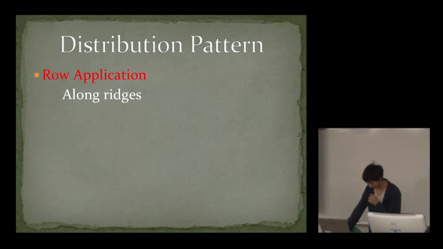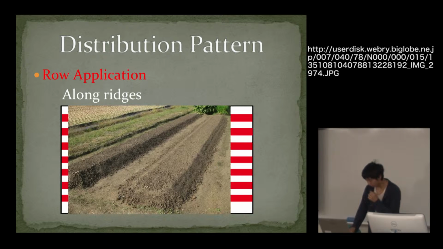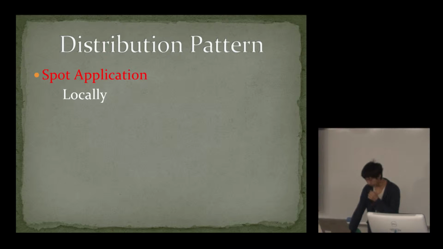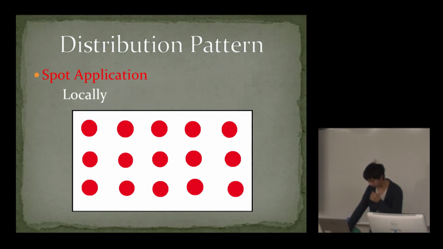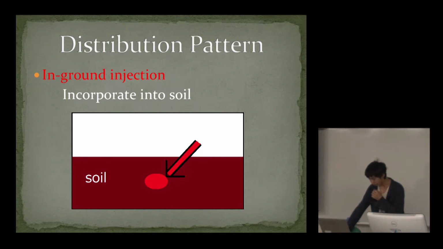Next, second is row application. Apply along ridges. This application uses less wasted fertilizer. Ridge means a raised line on the surface of the soil. Third is spot application. Apply locally like this. Last is in-ground injection. As you can see, it is incorporated into the soil by sharp tools.